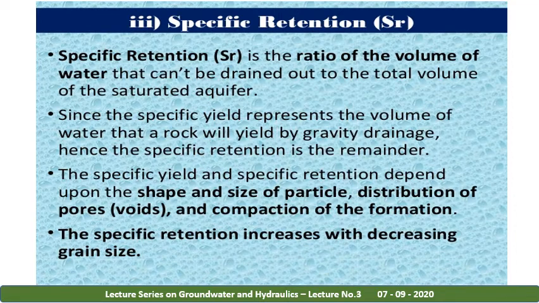Since the specific yield represents the volume of water that a rock will yield by gravity drainage, the specific retention is the remainder. The specific yield and specific retention depend upon the shape and size of the particles, the distribution of the pores, and the compaction of the formation. The specific retention increases with decreasing grain sizes. However, as I told you, if compaction increases, then you will be having more specific retention.